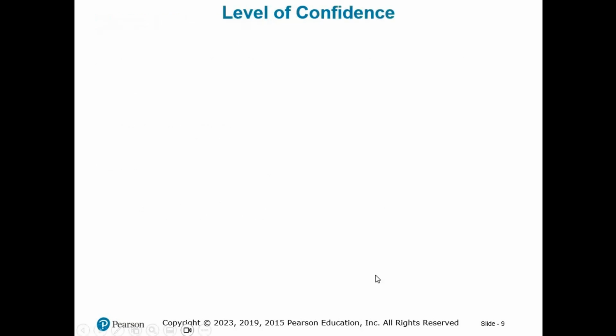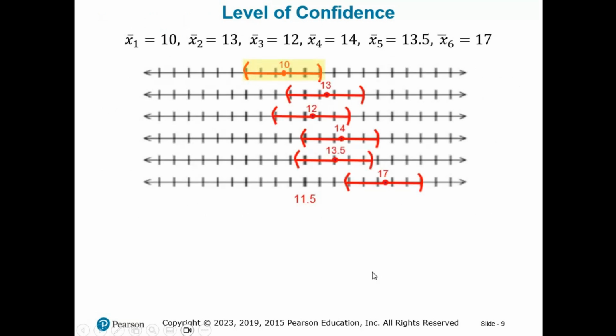Let's graph those. The first one, we count from the mean, which is 11.5, and we put our center at 10. We have to count over to the left of 11.5. Then we subtract the margin of error on the left of that, and we said the margin of error was 2.5. So we subtract 2.5 from 10, and we would get our lower bound around 7.5. Then we add 2.5 to the right of that, and we put our upper bound at 12.5.